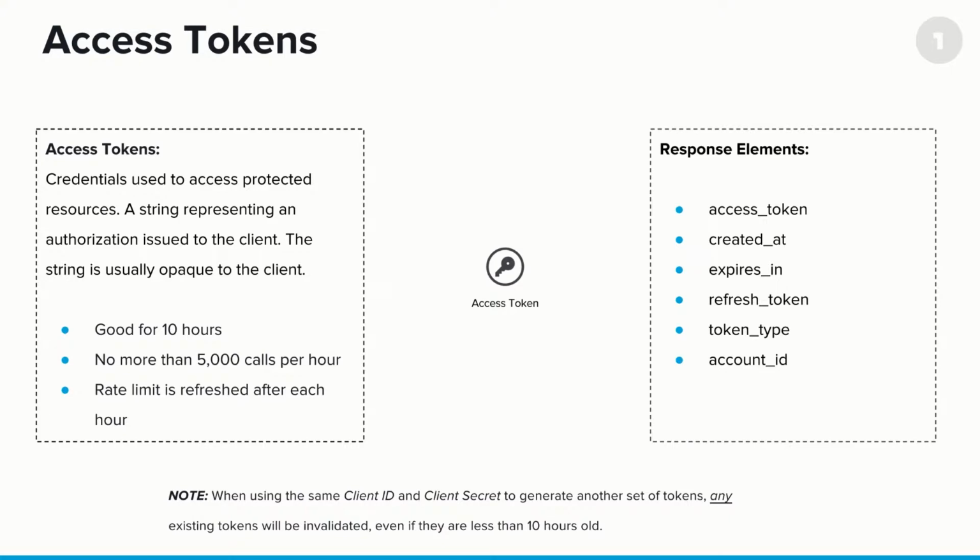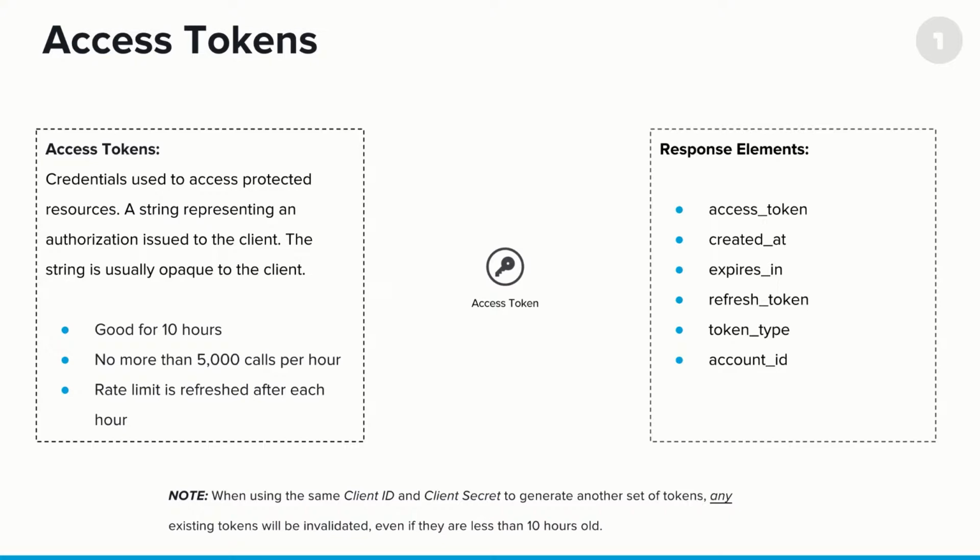And an access token is very much analogous to this. You provide the client ID and client secret, and in return you're granted an access token, which is good for no more than 10 hours. You can make no more than 5,000 calls per hour with any given access token. And the rate limit of 5,000 calls per hour is refreshed after each hour.